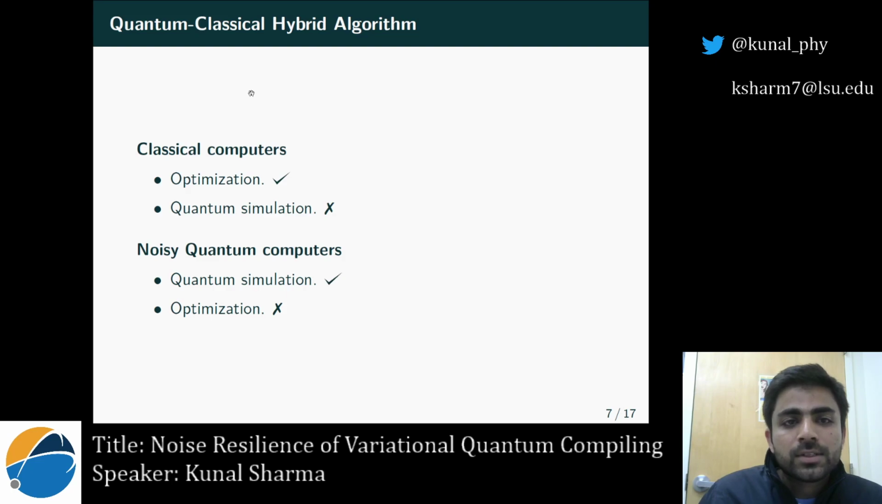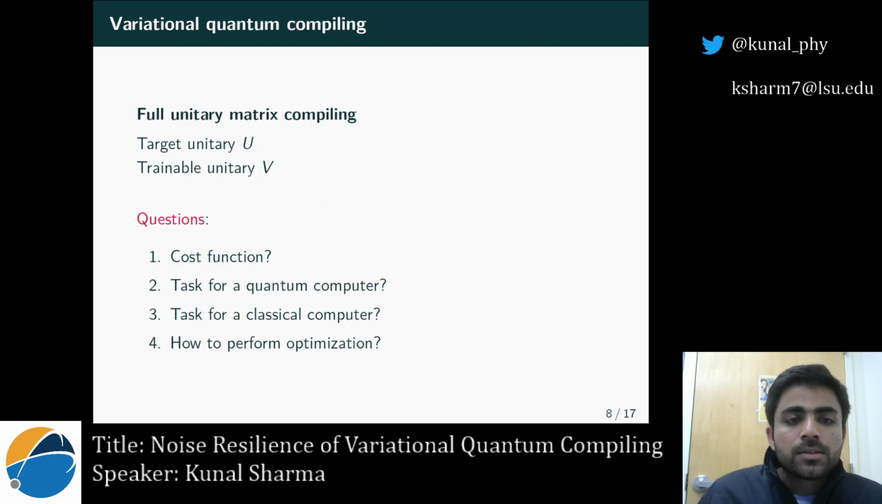And how do we do this with quantum classical hybrid algorithms? Well, we can use classical computers for tasks for which they are better than quantum computers. For example, optimization. We can use gradient descent or other optimization methods for a given parameter set. And we can use quantum computers for calculating quantum things. For example, finding the expectation value of some observable, which is difficult to do on a classical computer if the dimension of your system is really large. So once we define any task, we have to talk about these 4 questions: what is the cost function, what is the task for the quantum computer, what is the task for the classical computer, and how to perform optimization.